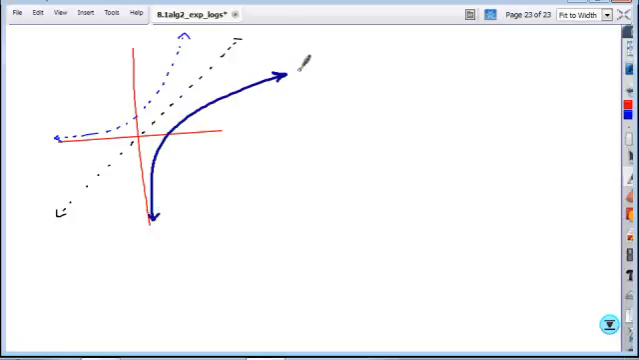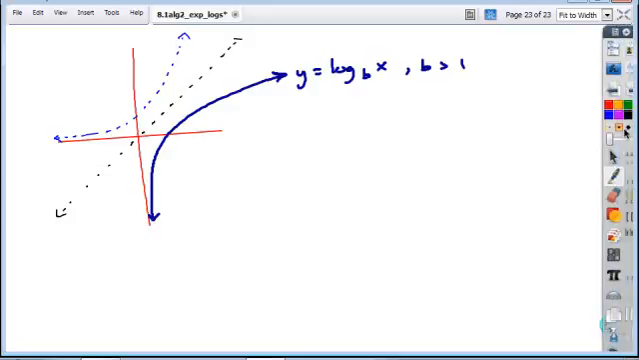This is log with some base b of x, as long as our b value here is greater than 1. If b is a fraction between 0 and 1, then instead of it being the inverse of this growth function, it's going to be the inverse of a decay function.